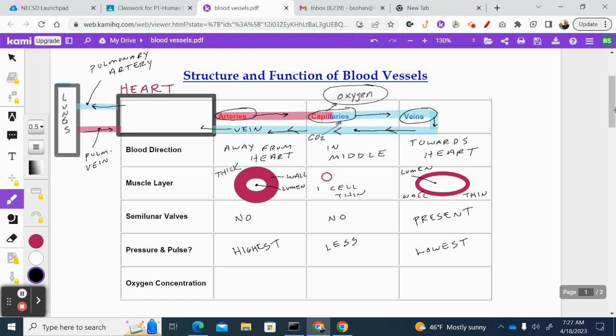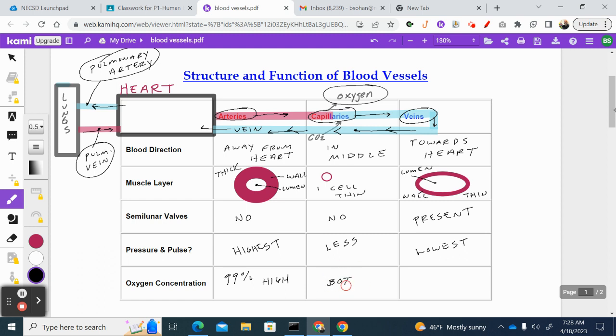Now, oxygen concentration. This is a trick question because the exception is the pulmonary vein and the pulmonary artery. The pulmonary artery is the only artery that carries deoxygenated blood, but all the other arteries in the body have blood that is rich in oxygen. So we're going to say 99% high oxygen. The reason why I'm not saying 100% is because of that one artery, the pulmonary artery.